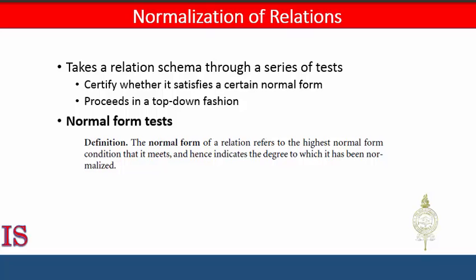Thus, the normalization procedure provides database designers with the following: a formal framework for analyzing relation schemas based on their keys and on the functional dependencies among those attributes. Also, a series of normal form tests that can be carried out on individual relation schemas so that the relational database can be normalized to any desired degree. The definition: the normal form of a relation refers to the highest normal form condition that it meets and therefore indicates the degree to which it has been normalized.